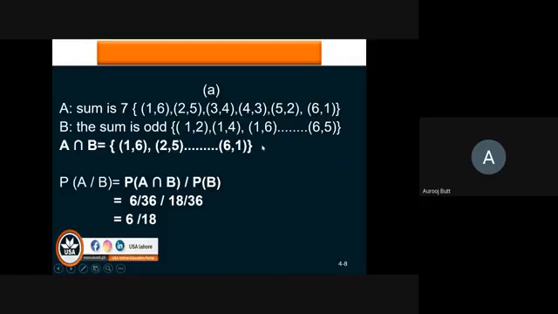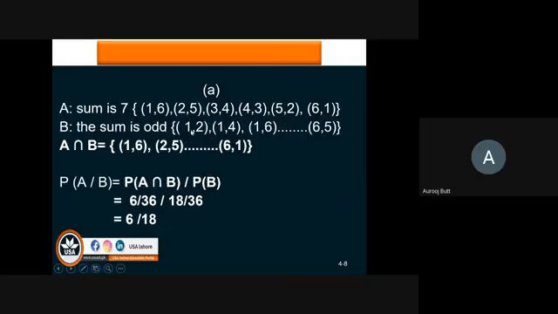So how many sample points are common in both events A and B? That is 6 sample points. According to the definition of probability, the number of sample points common in both A and B is divided by the number of sample points in the entire sample space, that means 36 sample points. So you have the probability of A intersection B equal to 6 by 36. Then comes probability B. Probability B means the probability that the sum is odd.